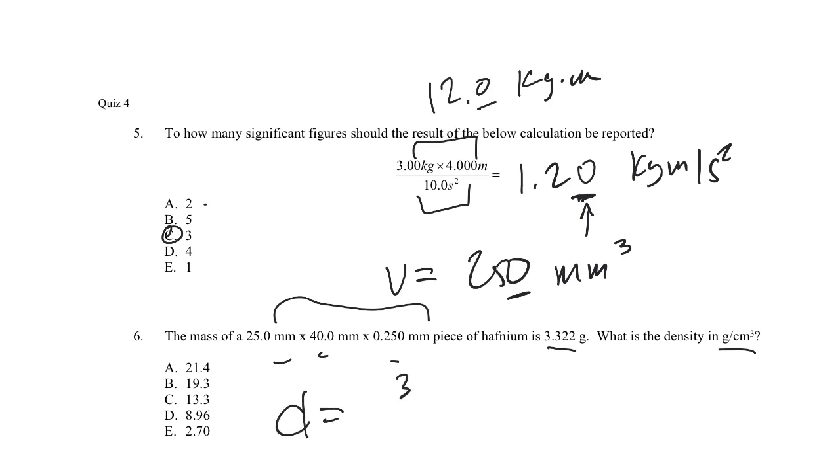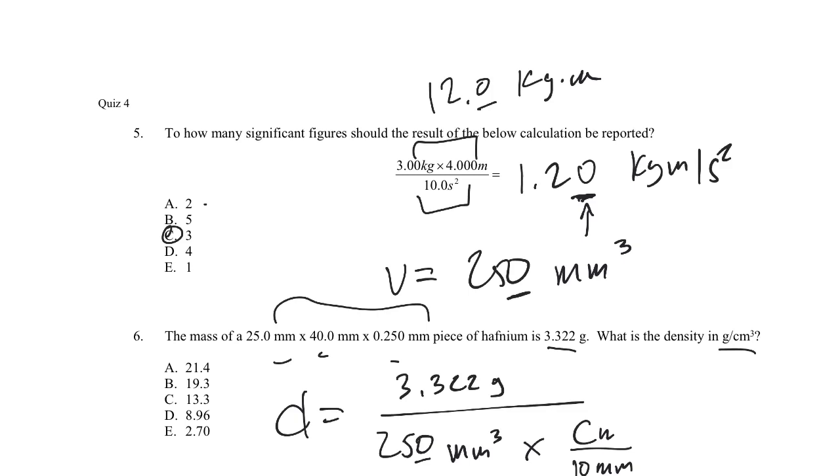it like this. I might take my 3.322 grams, and I'm going to divide by 250 cubic millimeters, and then I can use my conversion that there's 10 millimeters in a centimeter. Now, if you forget or you struggle with these prefixes, you might just say there's 1,000 millimeters in a meter, then do 100 centimeters in a meter, work it out that way. So you could do this conversion a couple of different ways, but there's 10 millimeters in 1 centimeter. So we can use that conversion as well. But we've got to cube that conversion factor.